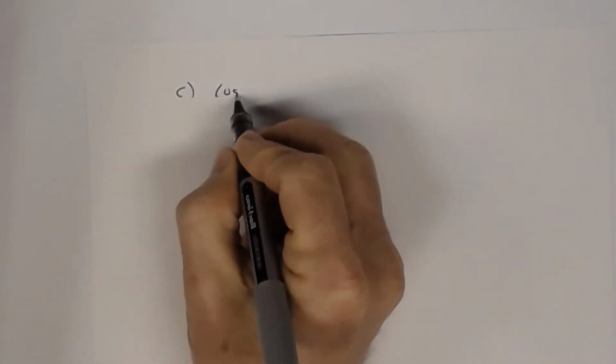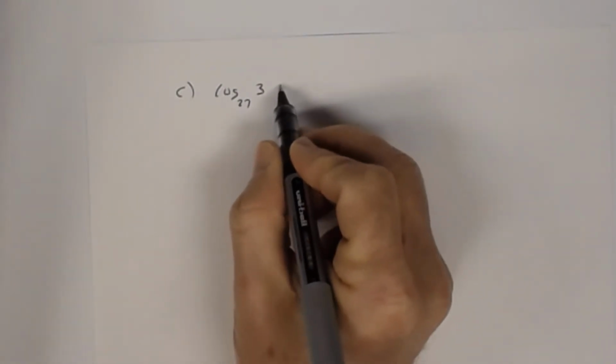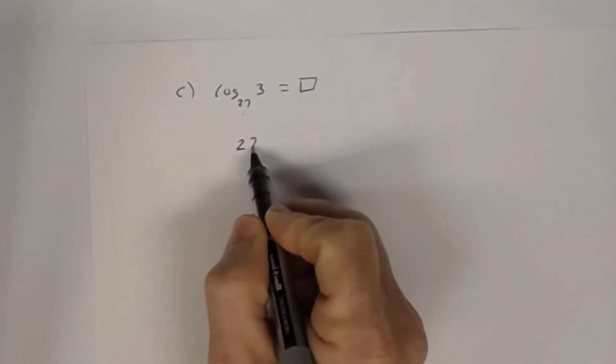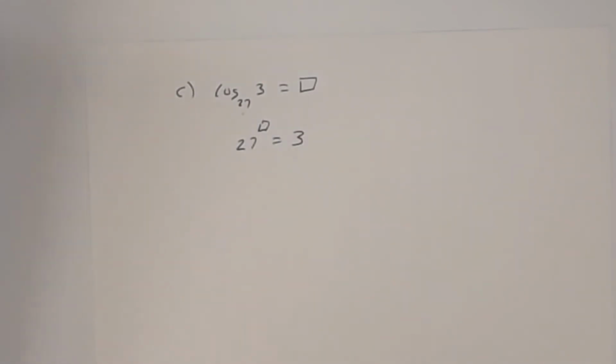Letter C. So in letter C, we have the log base 27 of 3. All right, so that you're trying to find. So I'm going to go ahead and put a box there. So I'm asking myself, 27 to what power? 27 to what power is 3? Well, let's think about that.